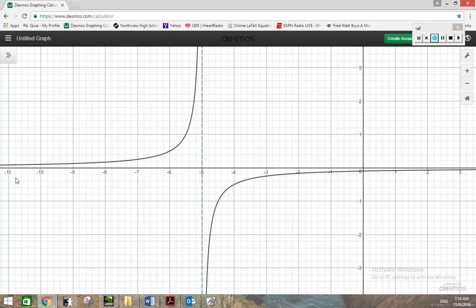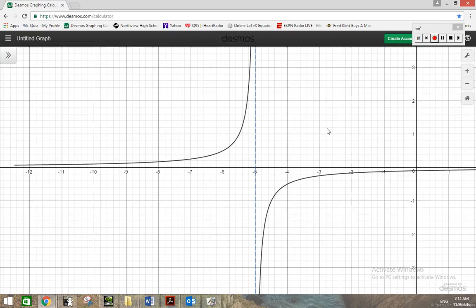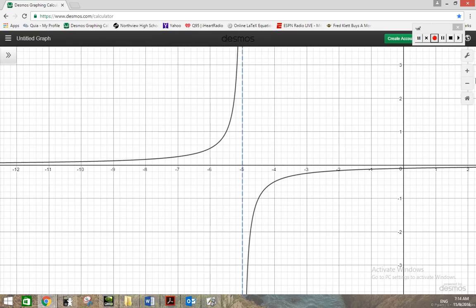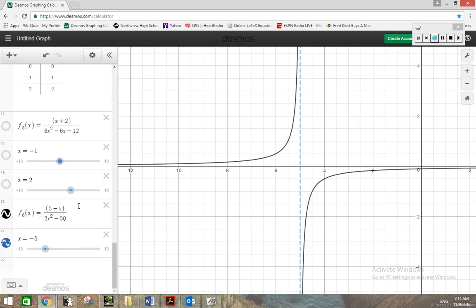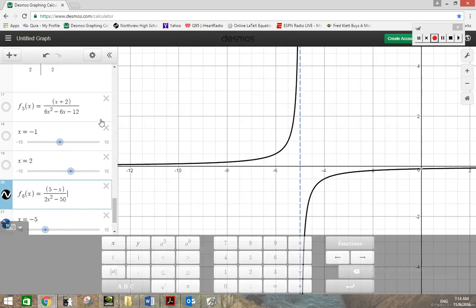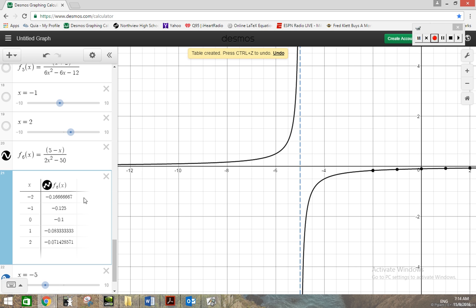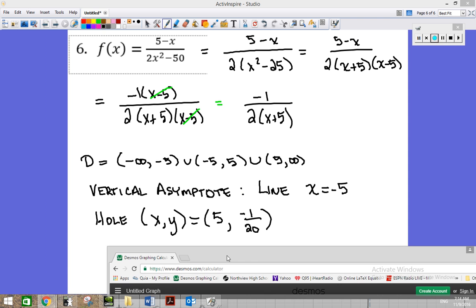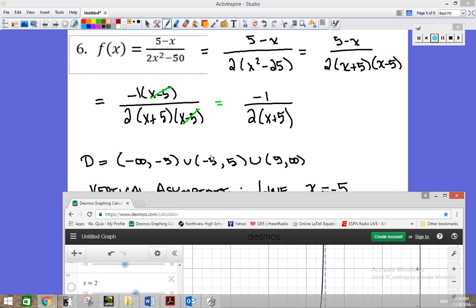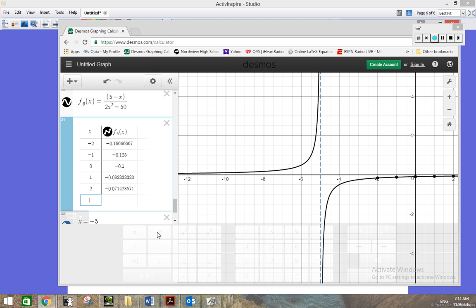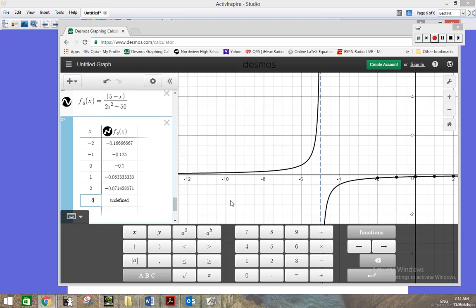Sometimes they'll refer to it as a window. Since this is going off to infinity in all directions, we've got to maybe center this graph or use the zoom in or zoom out to find the portion of the graph that we're interested in. We also had a hole in the graph, so let's make a table. We know that negative 5 and positive 5 are not in the domain, so they'll appear as undefined in our table.